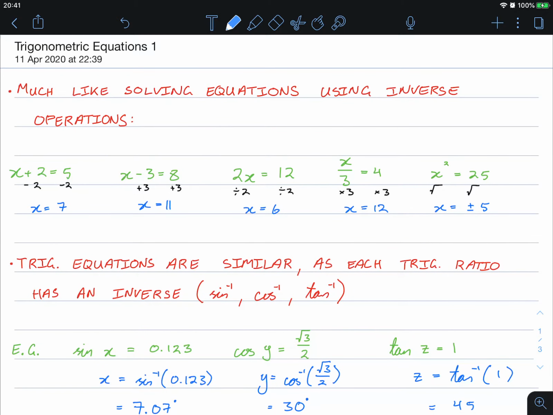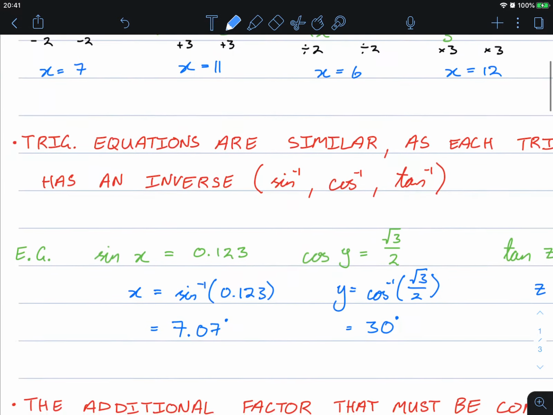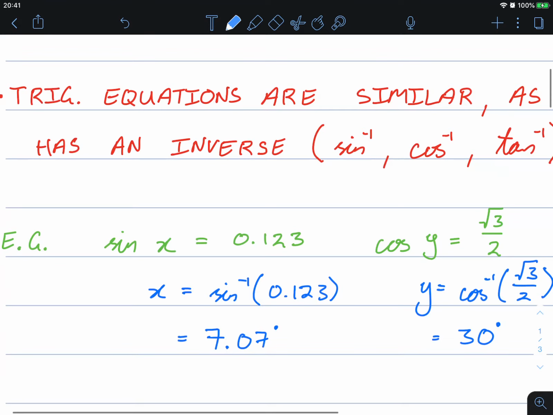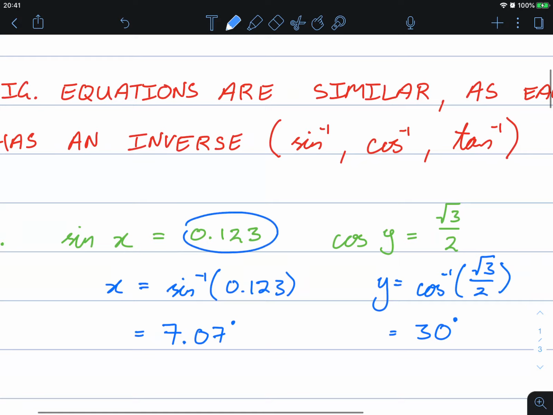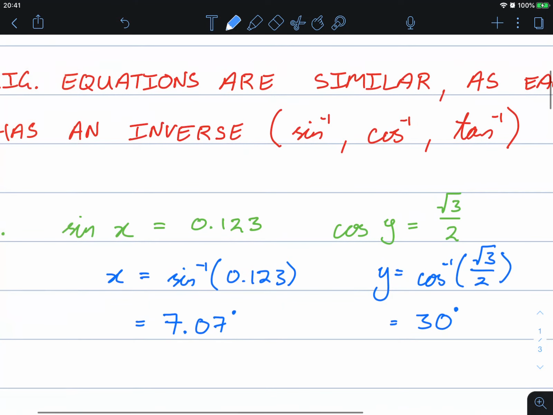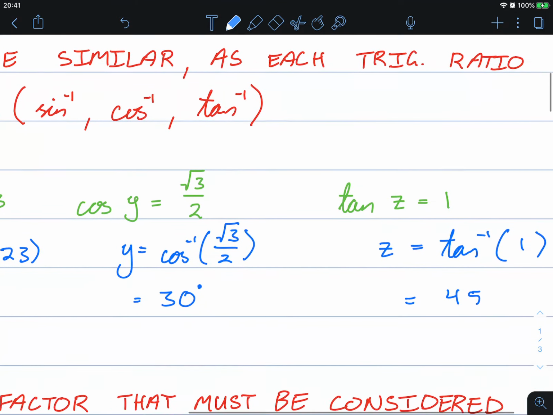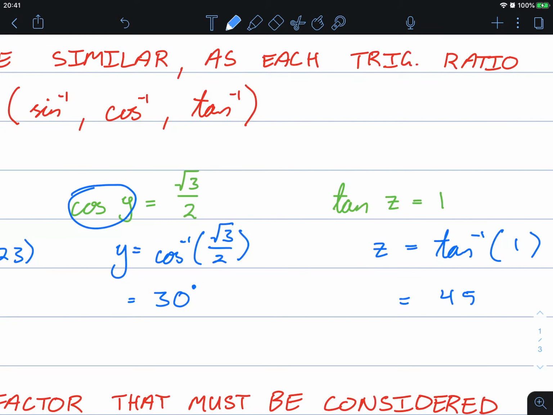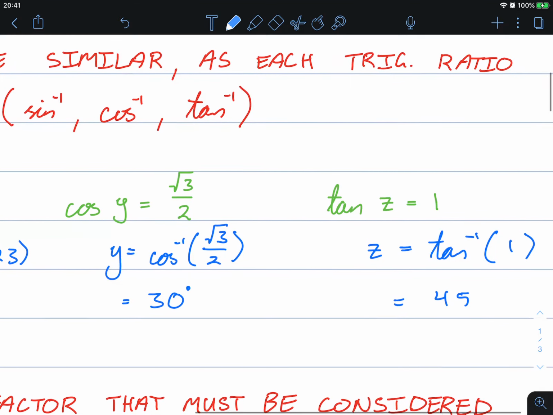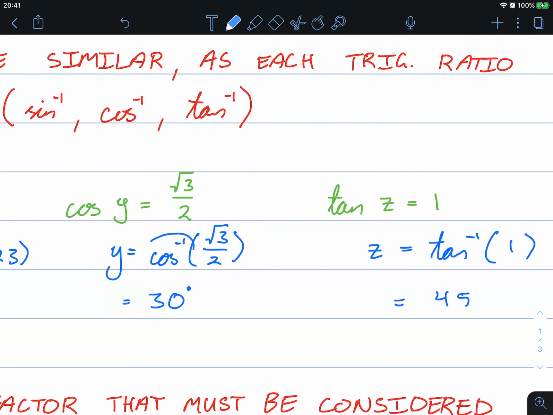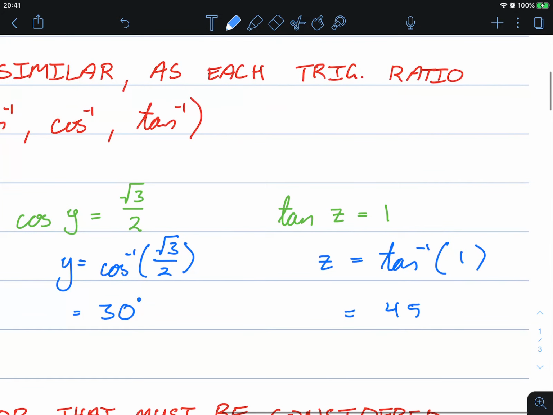Trig equations are similar as each trig ratio has an inverse, which we've already been using to find unknown angles. So here are 3 examples of doing this. If we have sine of x, to find x, we do the inverse sine of the value that we have. And here's just 2 more examples. If we have cos of some angle y, we can solve for y by doing the inverse of cosine, which in this case will give us 30, and so on.